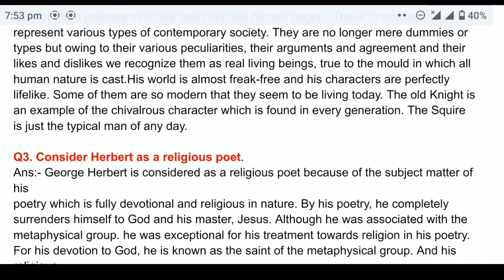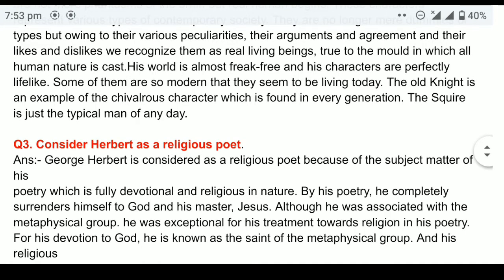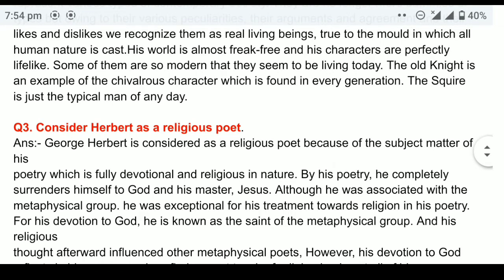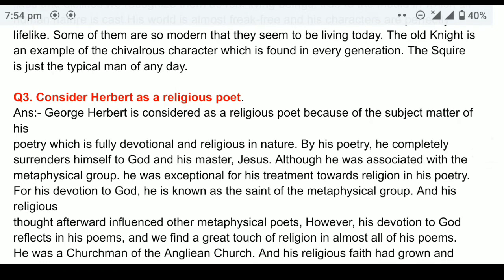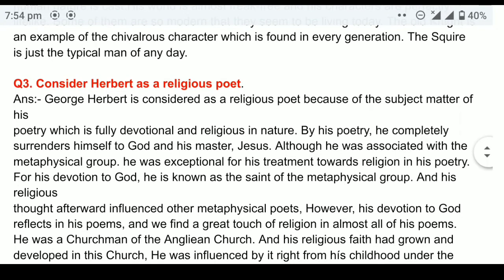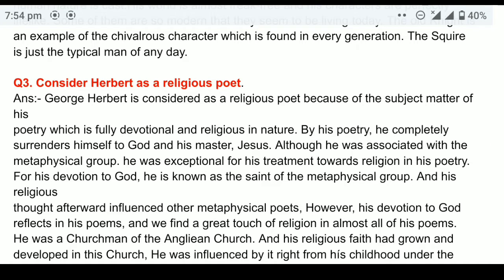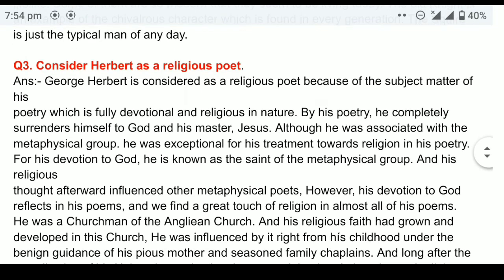They are no longer merely abstractions or types, but owing to their various particularities, their arguments and agreements, and their likes and dislikes, we recognize them as real living beings, true to the mold in which all human nature is cast. His world is almost freak-free, and his characters are perfectly lifelike. Some of them are so modern that they seem to be living today. The old knight is an example of the troublous character which is found in every generation. The squire is just the typical man of any day.